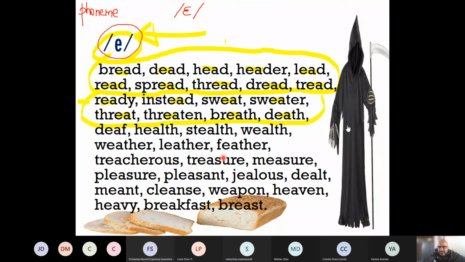Can I have another volunteer? Can I have, for example, Lucia Osis? Lucia, do you mind reading the third group of words? Let's see if I can select this. Yes, thank you so much. Death, health, stealth, wealth, weather, leather, feather. Perfect. Thank you so much. Very well done. Juan Contreras, do you mind reading this section, please, aloud?